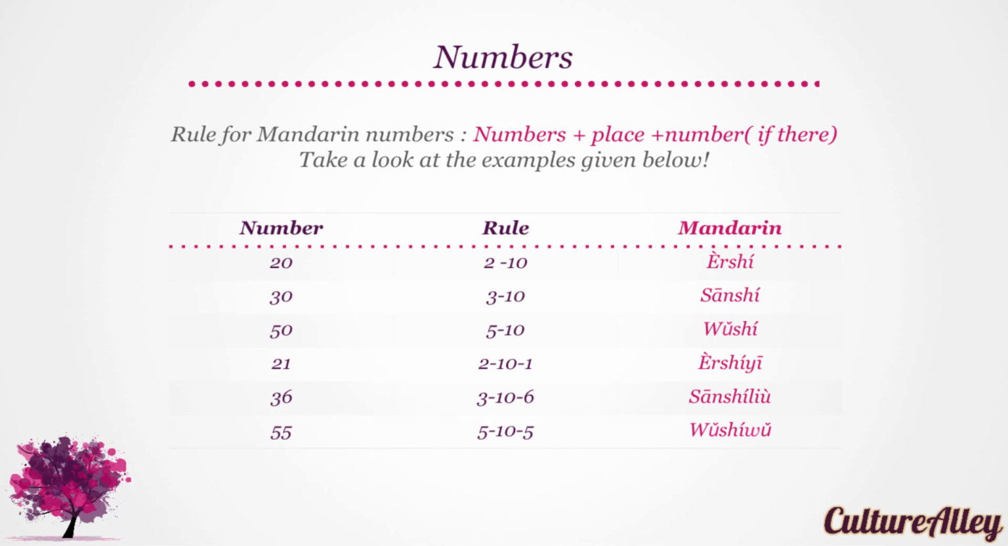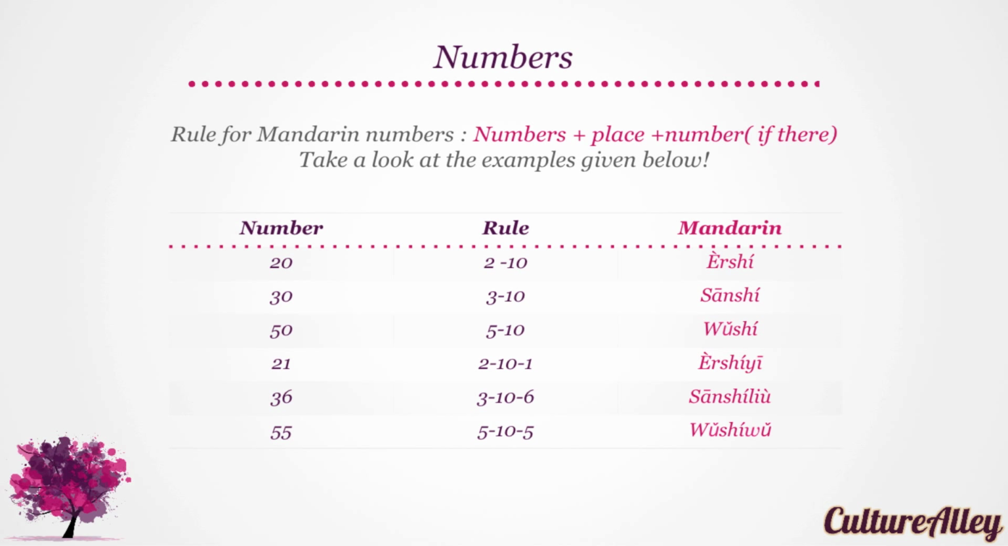30 becomes 30. That is 3 and 10. 50 becomes 50, which is 5 and 10. Now let's take a look at other numbers.